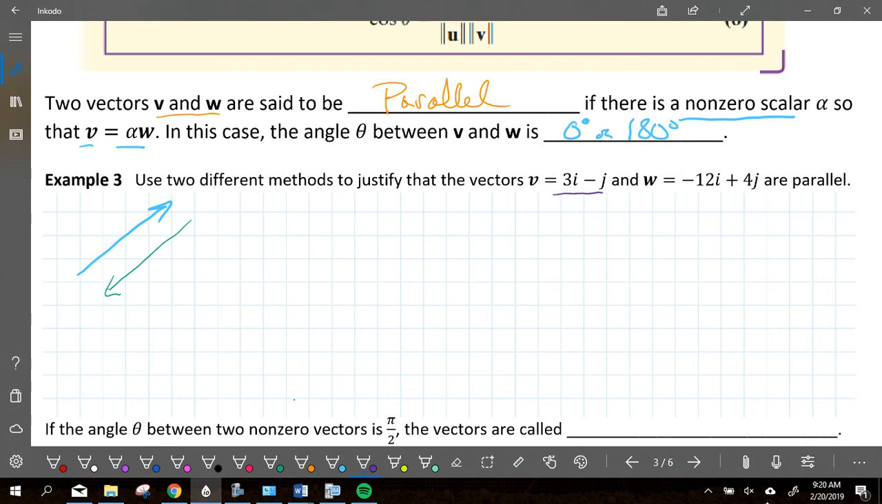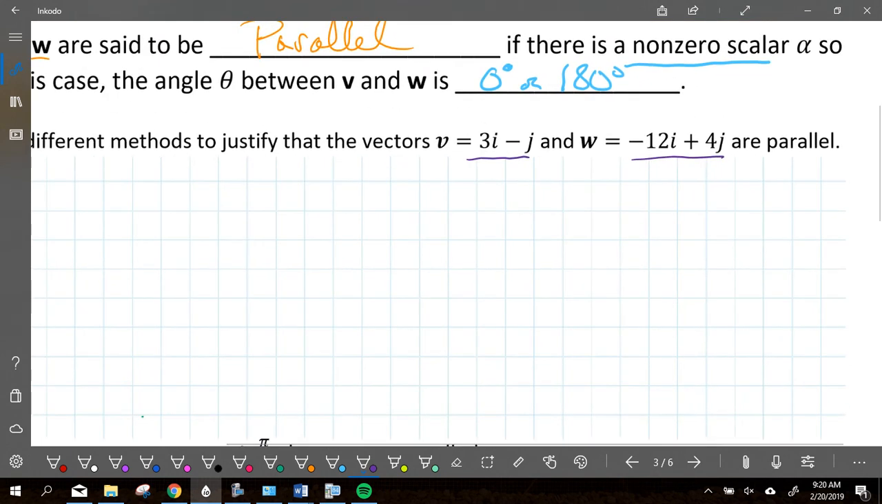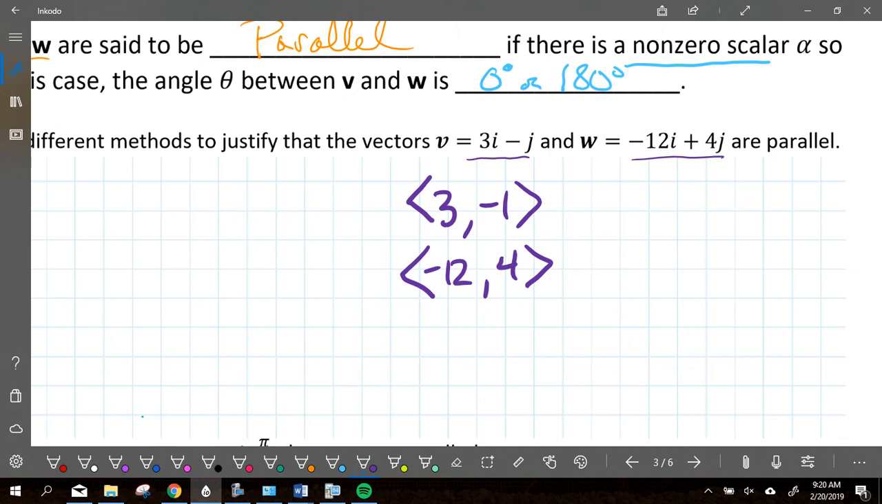3i minus j and negative 12i plus 4j. You could do the thing we did on the front side. We could find the angle. But there is something special that happens with parallel vectors. I'm going to write them out in the other form because I hate the complex form here. So 3, negative 1, and negative 12, and 4. Those are my two vectors.